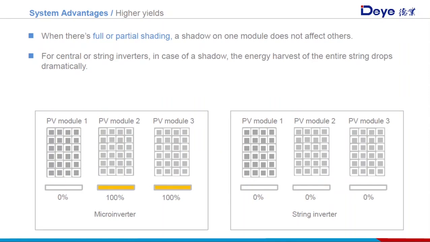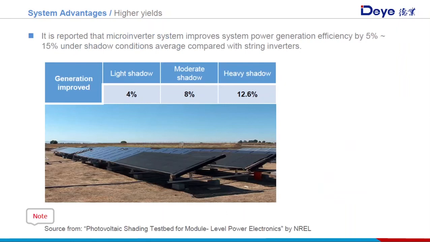But for the central inverter or string inverter, in case of shadow, the energy harvest of the entire string drops dramatically. This right picture shows when one PV module suffers full shadow, the whole string PV array can't produce energy either. It is reported that a microinverter system improves system power generation efficiency by 5% to 15% in shadow conditions compared with string inverters.